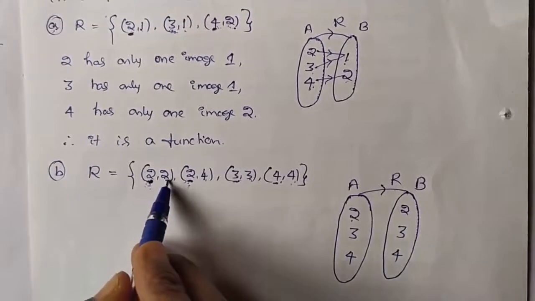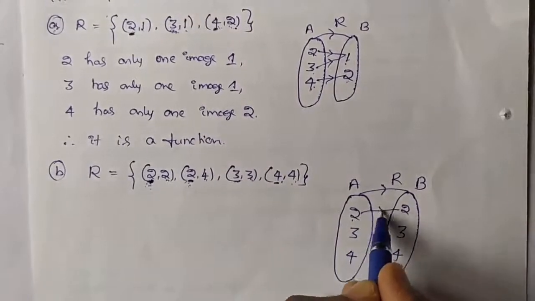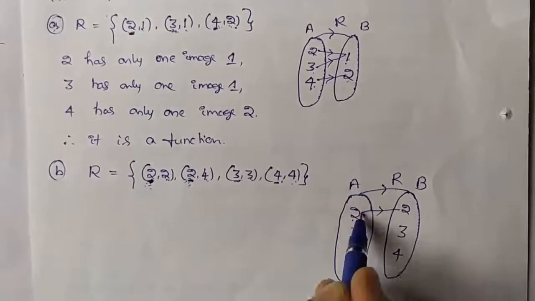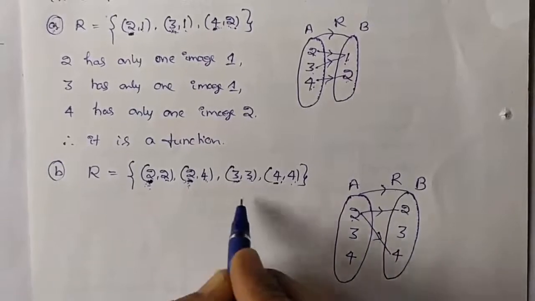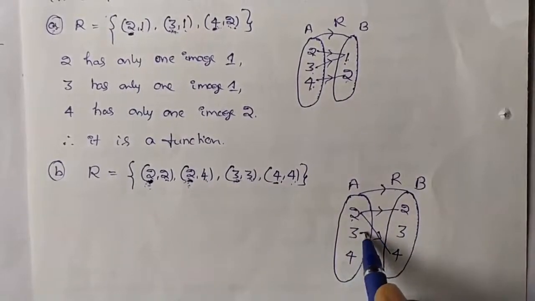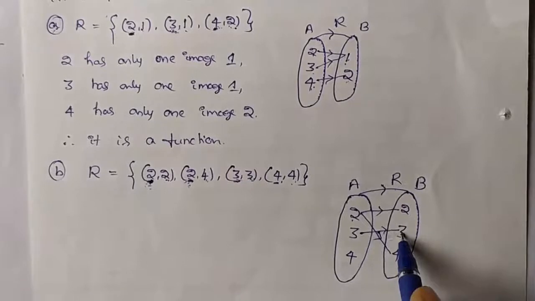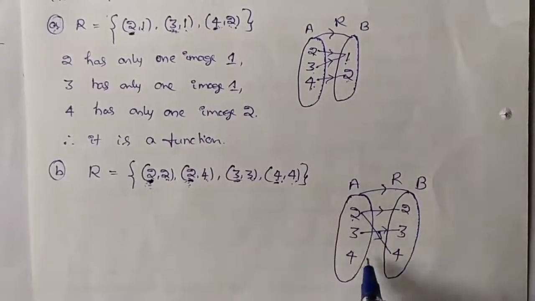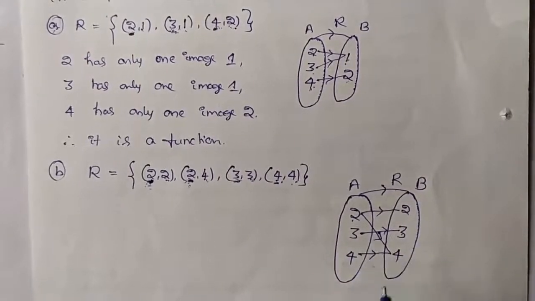Okay, 2 is related to 2. 2 is related to 4. Next, 3 is related to 3. Next, 4 is related to 4.